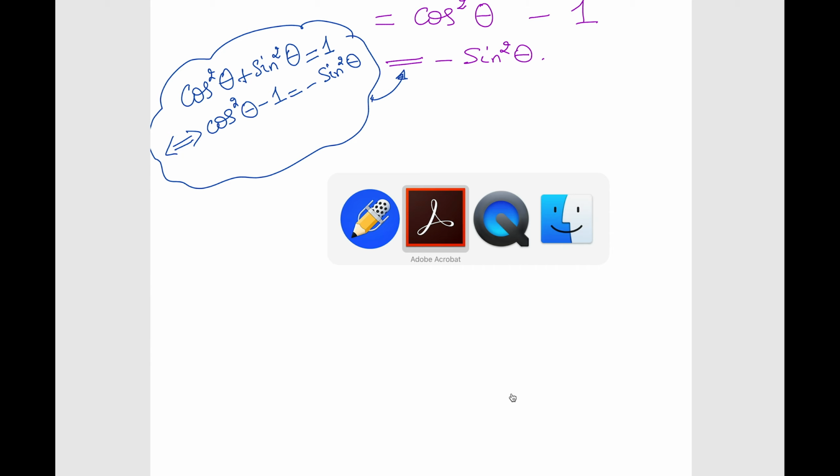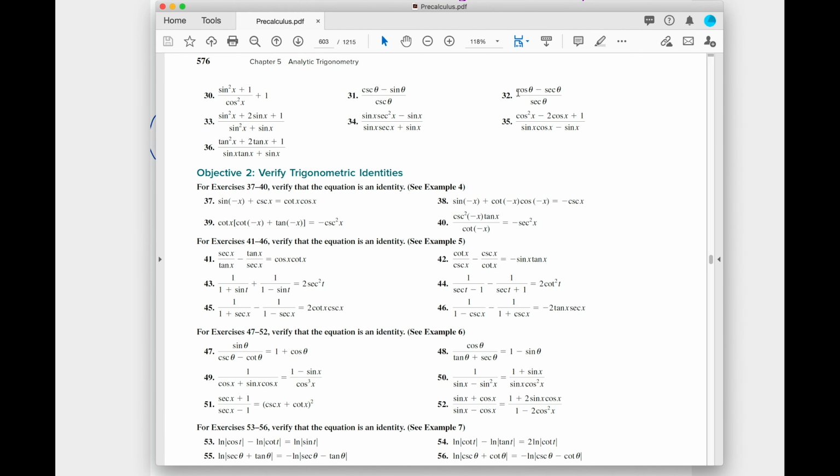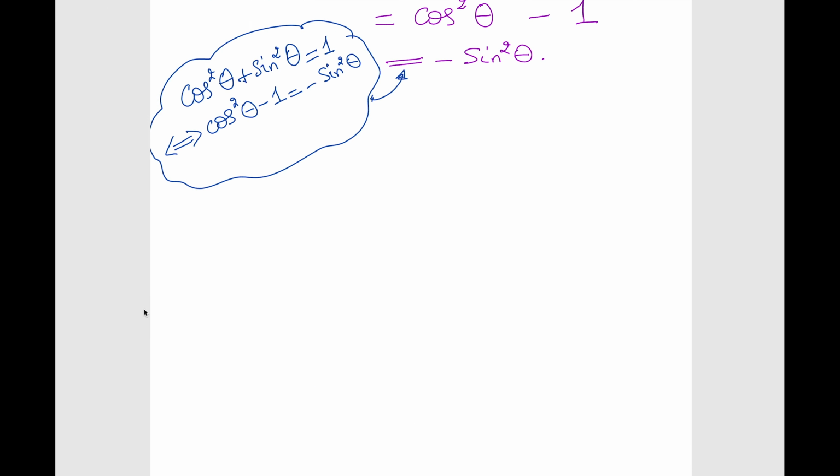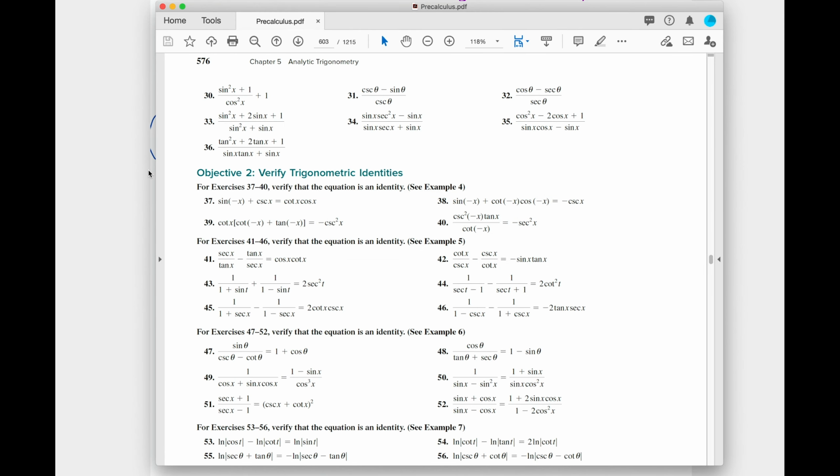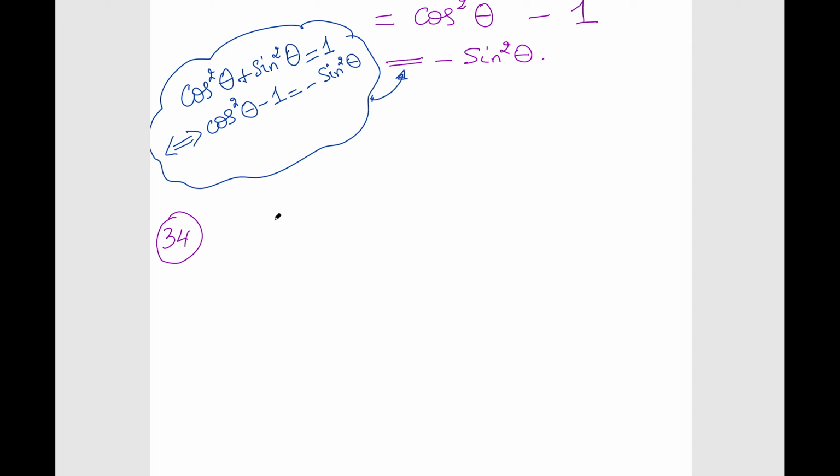All right, moving on. So this was problem, what, 32? As promised, let's do 34. So what's 34? It's sine x times sec squared x minus sine x, divided by sine x times sec x plus sine x. So it's sine x times sec squared, again it's the same argument, it's x throughout, minus sine of x, divided by sine of x times secant of x plus sine of x. Correct?